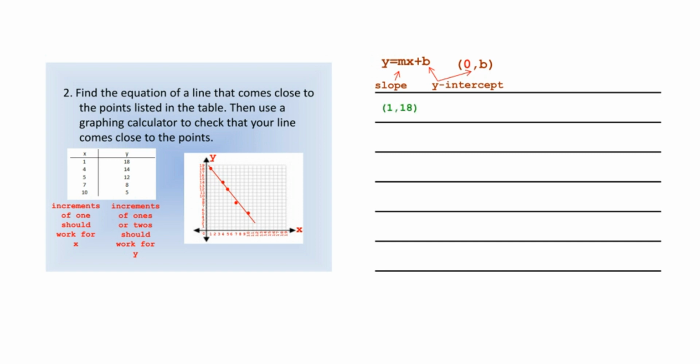Okay, let's pick a couple of points. It looks like 1, comma 18 is a good point to select. You don't necessarily have to select data points. You could locate a corner on that graph, particularly where the line lands in a corner. But in this case, 1 and 18 is a good coordinate. The other coordinate should also be a good one because it seems to be on that line. So 5 and 12 is the other coordinate.